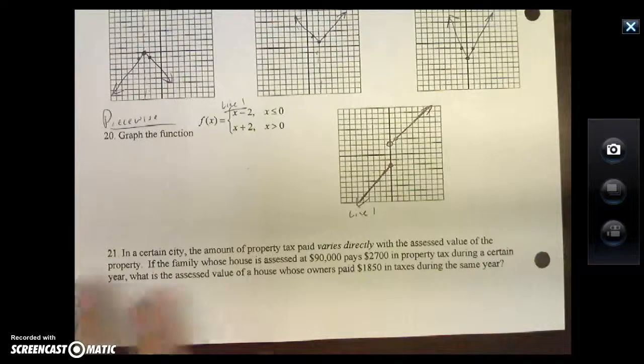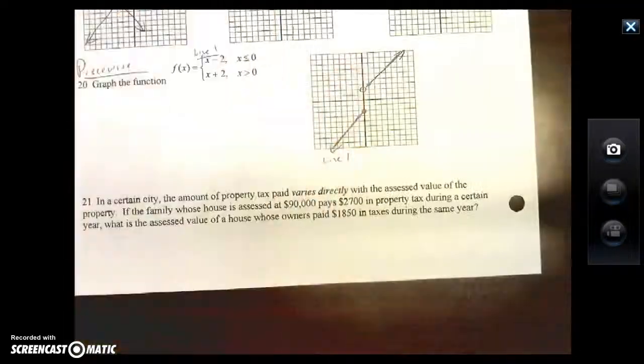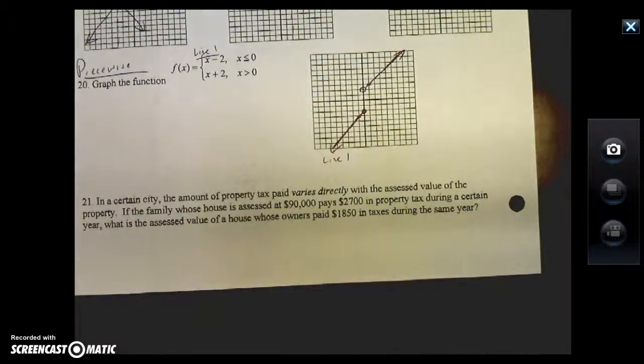Okay, cool. Last part. In a certain city, the amount of property tax paid varies directly with the assessed value of the property. If the family whose house is assessed at $90,000 pays $2,700 in property tax during a certain year, what's the assessed value of a house whose owners pay $1,850 in taxes during the same year?